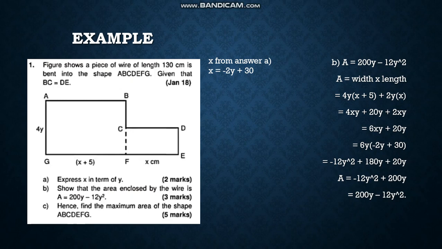Then we solve it, we will get 4xy plus 20y plus 2xy plus 6y plus 20y, and then we just replace x with the x that we got from question A, and we will get negative 12y squared plus 180y plus 20y, and we will get 200y minus 12y squared, just like the question asks.